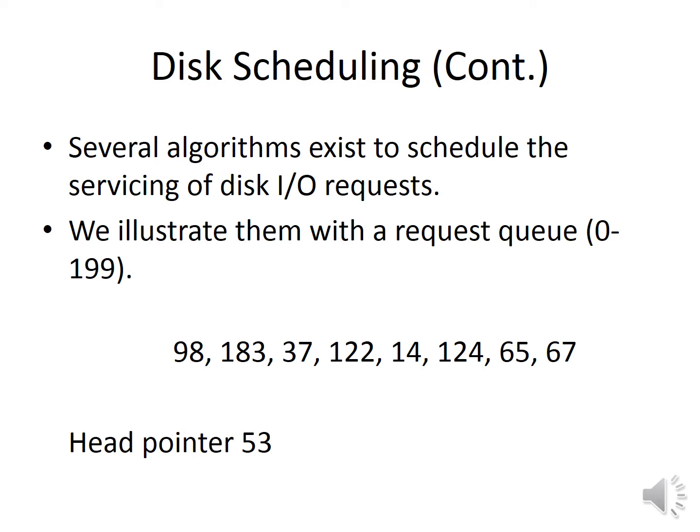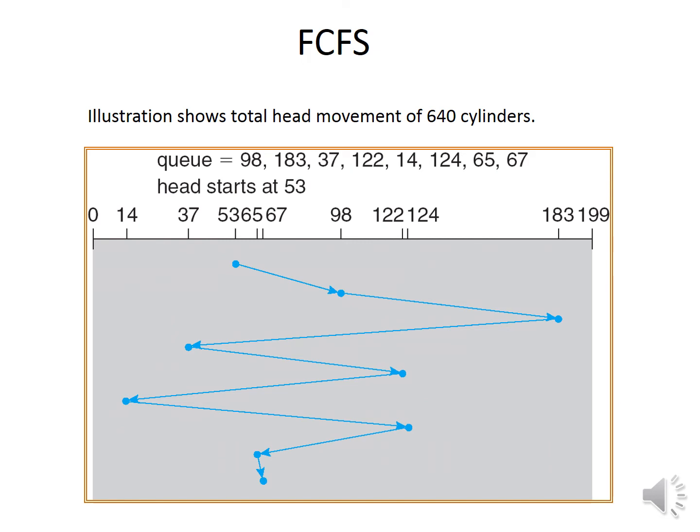So the request queue is given as 98, and so on, and the head pointer is at 53. First come first serve shows a total head movement of 640 cylinders. The head starts at 50.